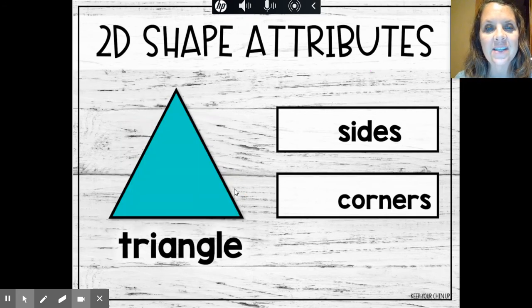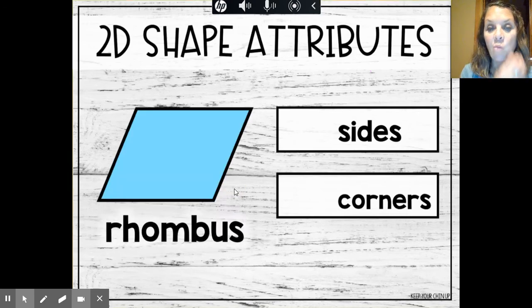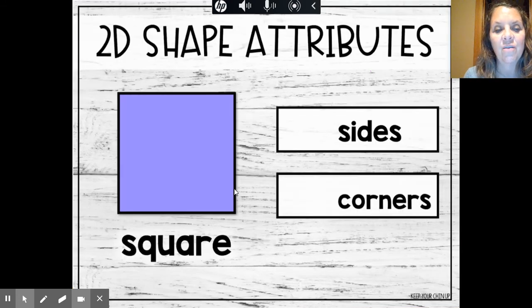Triangle. How many sides and corners? Show me with your fingers. That is correct. 3. What about a rhombus? How many sides and corners? Show me with your fingers. Let me see. Make sure you got your answer showing. Okay, you are right. The answer is 4. What about a square? Quick, quick, quick, show. 4 again. Good.